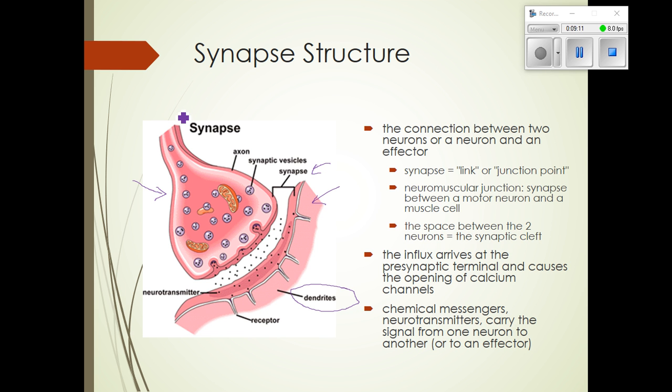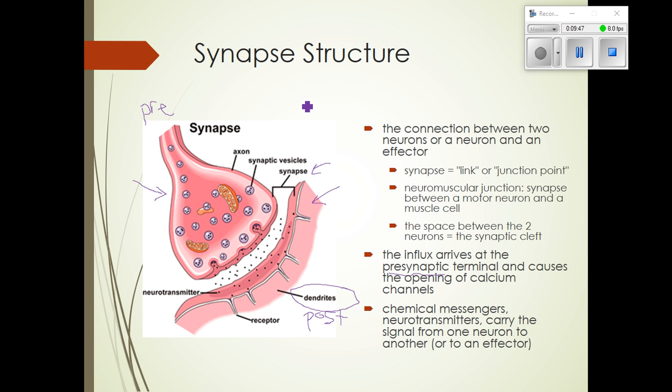Now, when we're talking about these two neurons, we need to know which one is sending the signal and which one is receiving the signal. The one that's sending the signal over here is the presynaptic neuron, and you can see the word presynaptic down here. The one that is receiving the signal, so the one whose dendrites are in the picture, is called the postsynaptic neuron. And that's how we refer to the two neurons that make up the synapse.